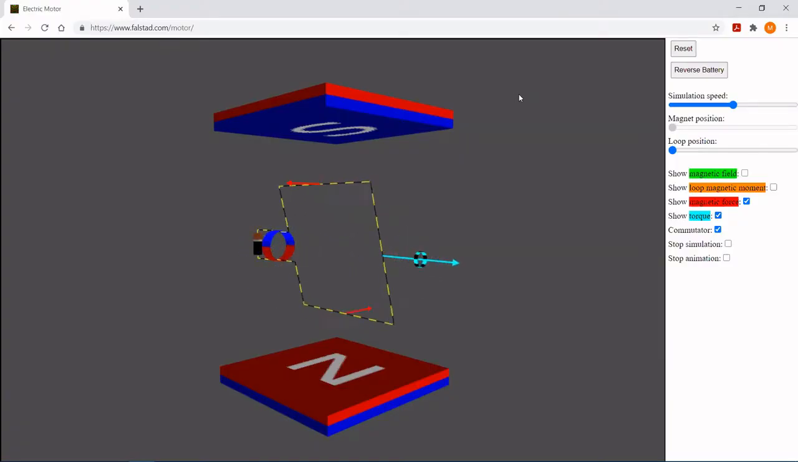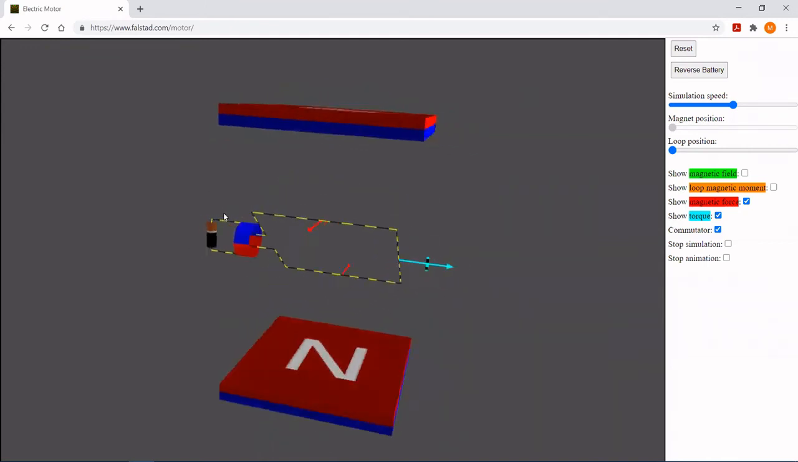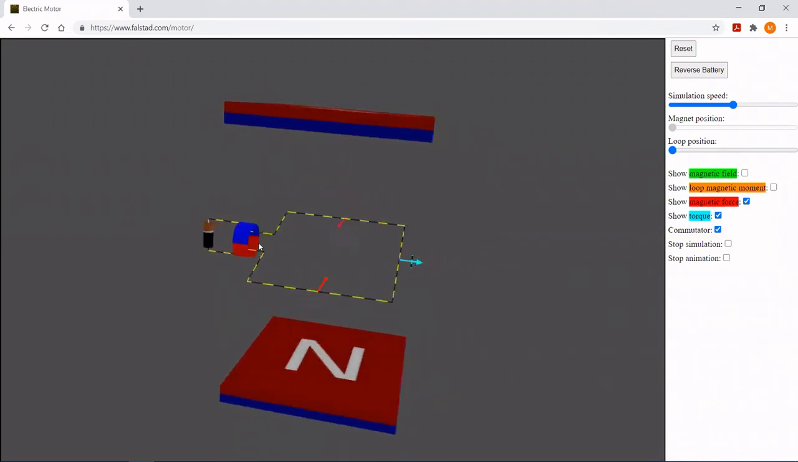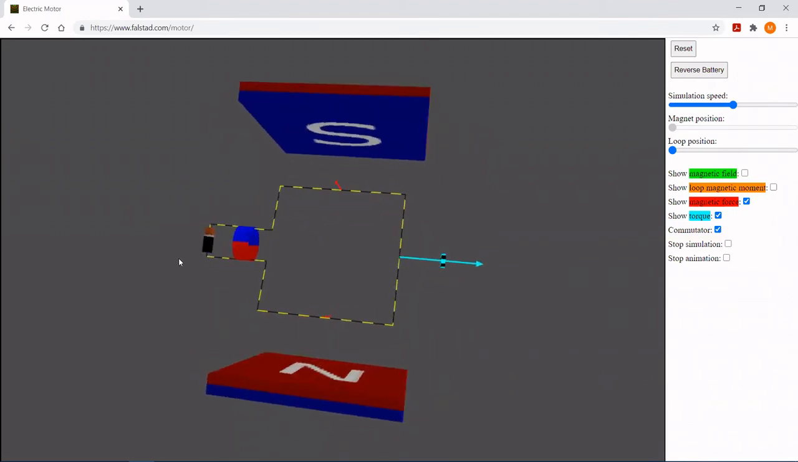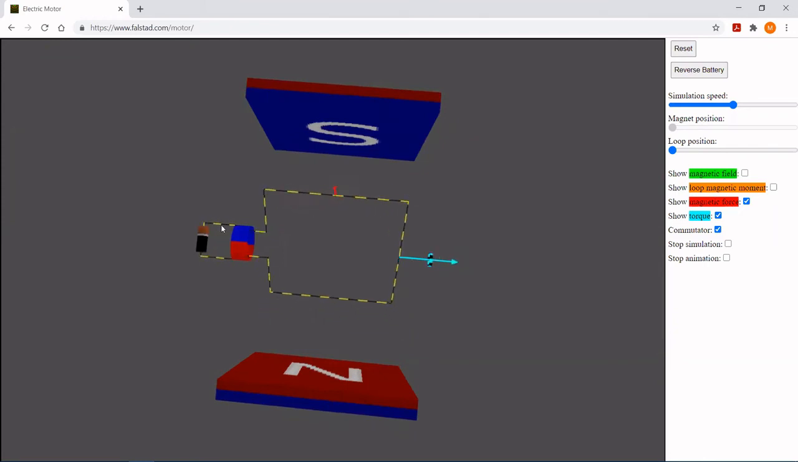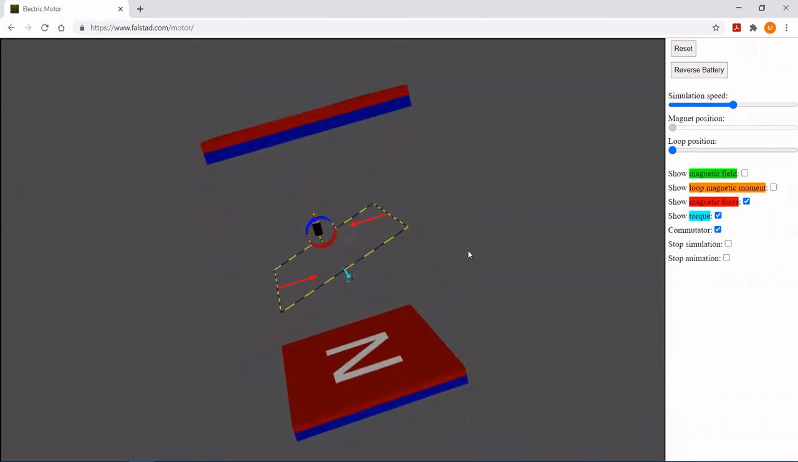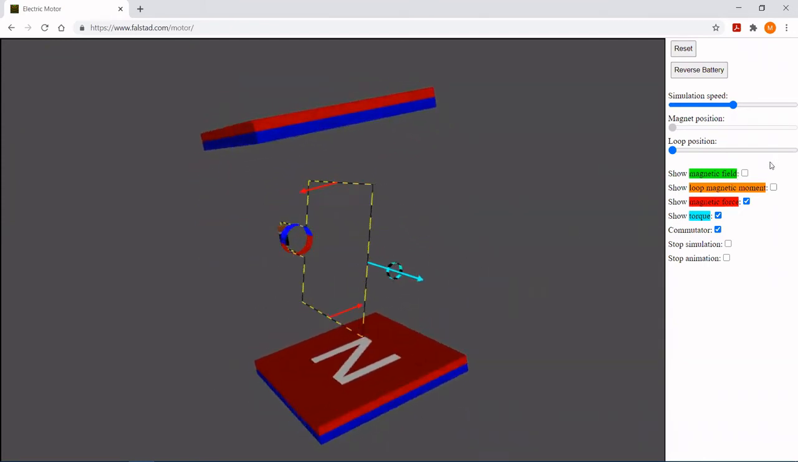Here's a newer addition to the Falstad website showing you the principle behind a direct current motor that uses a commutator. So this split ring here is called the commutator. I think most of us know that the top of the battery is the positive terminal and that the conventional current flows out of the positive terminal.